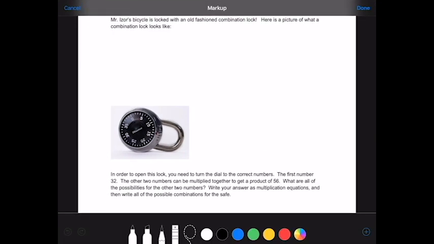Okay, so these combination locks are really funky and they take a little practice to learn, but it's really important that you learn them because you'll need them for high school with your lockers for PE. So it tells us that the first number is 32. The other two numbers multiplied together will equal 56. So I need to be thinking of all of the factors of 56. Well, we could multiply 1 times 56.